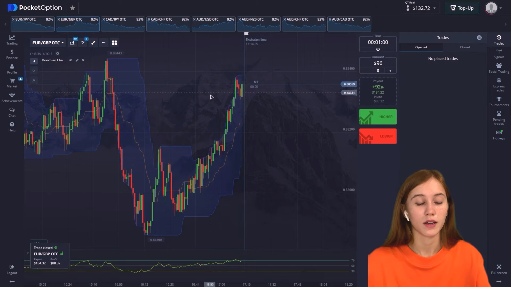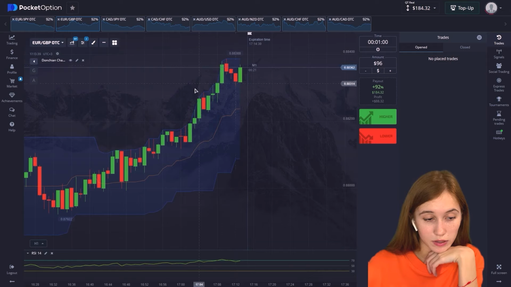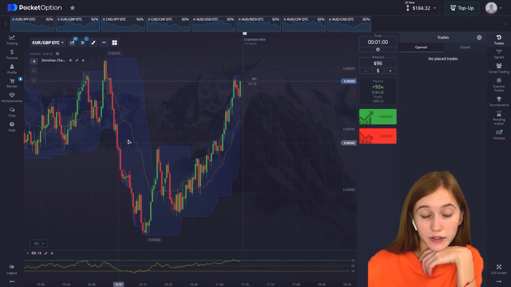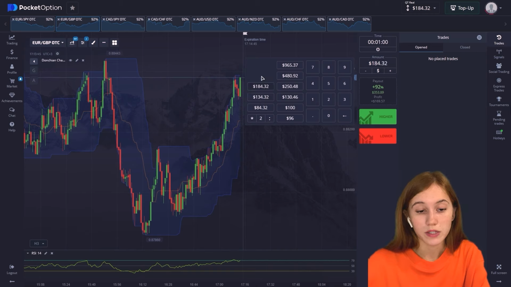Last deal, as I said, there's a reversal. Let's increase the amount of the next trade to $184. And let's move on to the next concept.